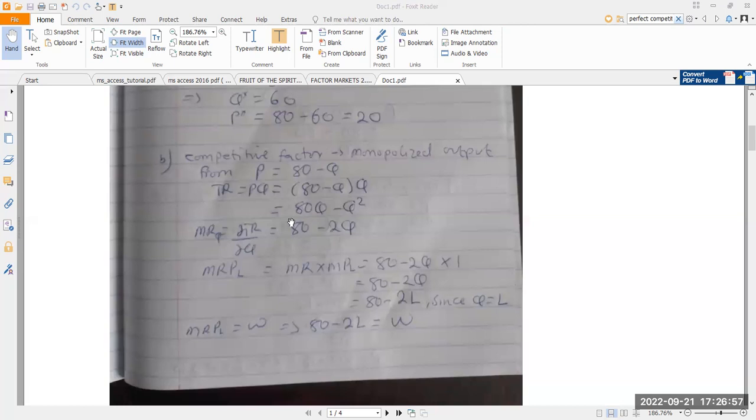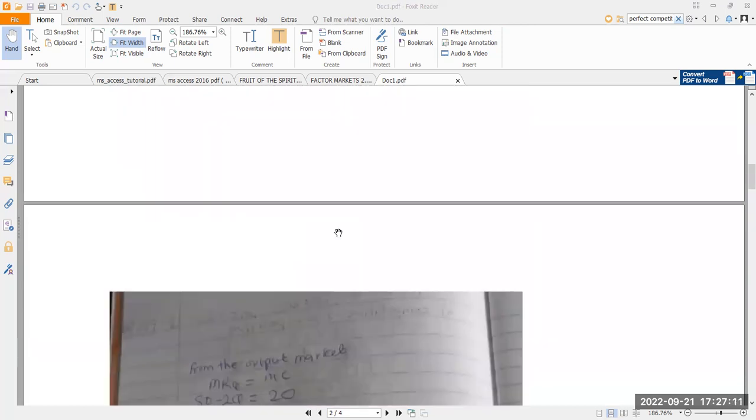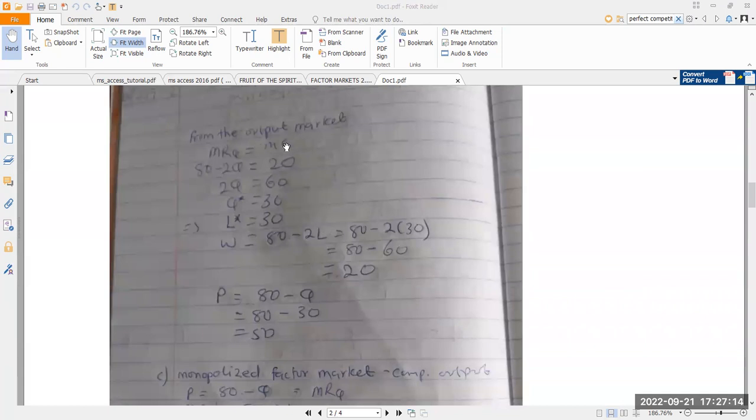But then if you go to the output market, the output firm will always equate marginal revenue to marginal cost. Its marginal revenue is 80 minus 2Q, and we assumed a marginal cost of 20. So we equate marginal revenue from the output market to the marginal cost: 80 minus 2Q is equal to 20. Solving for Q, we get Q to be 30. If Q is 30, Q is equal to L, so L will also be 30.